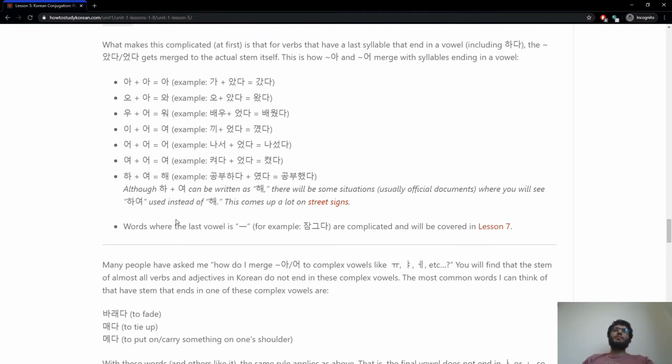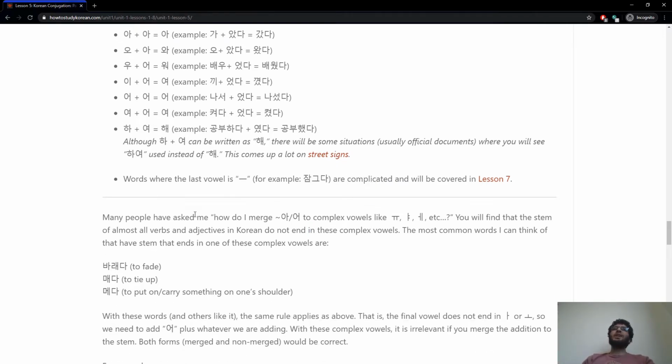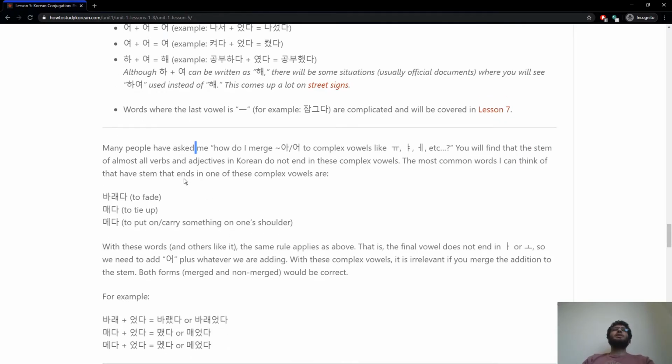But same thing. Now, finally, words like 쓰다 that end in or like 잠그다. Oh, he doesn't even discuss in this lesson. Oh, because actually it's kind of complicated. He is right. I kind of forgot about all the different situations. But many people have asked me, how do I merge a, o to complex things like u, ya, and e? You will find that the stem of all these verbs and adjectives do not end in these complex vowels.